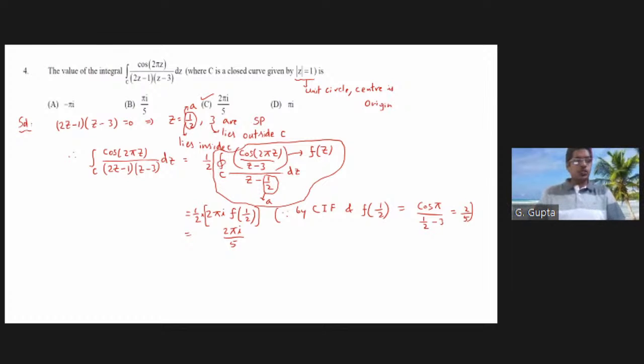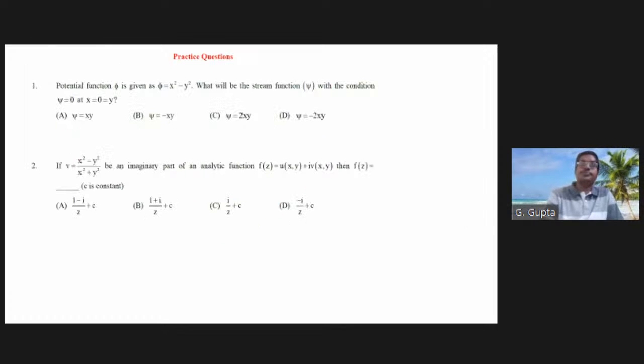Now we'll move to practice questions. The potential function phi is given as phi equal to x square minus y square. What will be the stream function psi with the condition psi equal to 0 at x equal to 0 equal to y? So usually u is denoted by phi function, v is denoted by psi function. The real part u is now called the potential function. The imaginary part v is called the stream function.